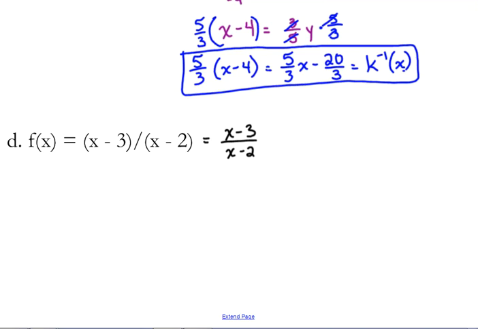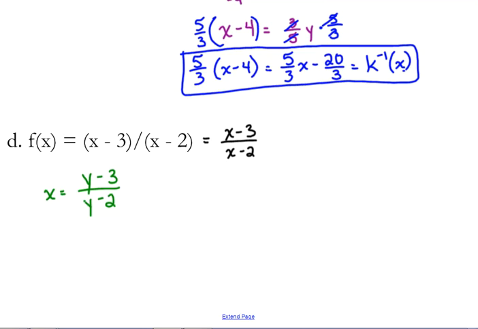Nothing about the process changes except for how we actually solve for y. So when we switch x and y here, we get x is equal to y minus 3 over y minus 2. This is a little different. We haven't had two y's before, so we're going to have to figure out how to deal with that.